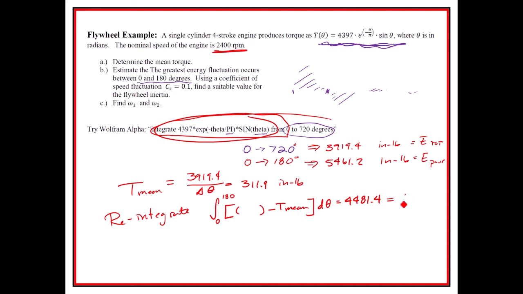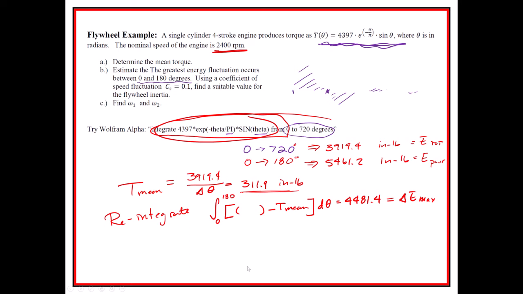That's what we call delta E max, the difference between the max and the average right there. We subtract out that 311.9 out of this thing right here. Is that true? Boy, that seems like it's not true. But yeah, I think so. Yeah.